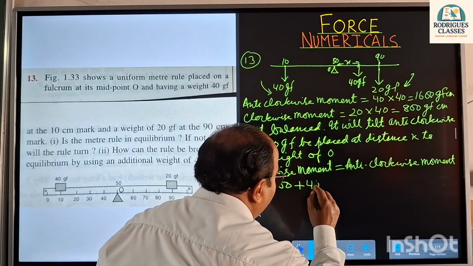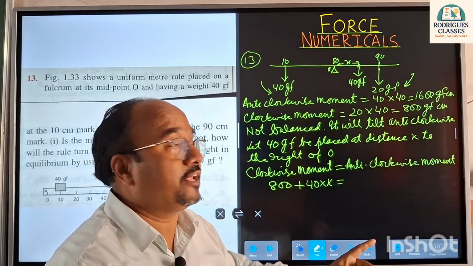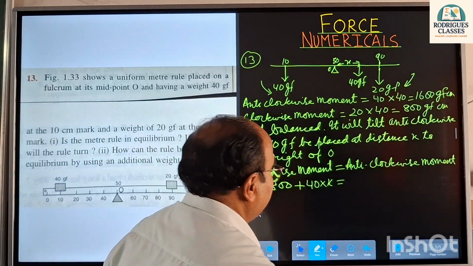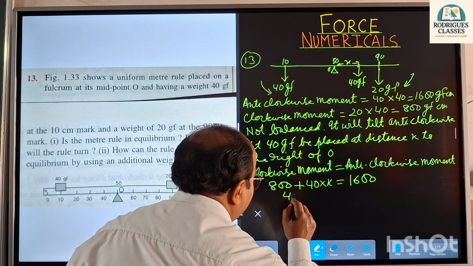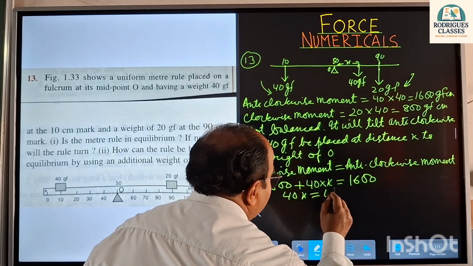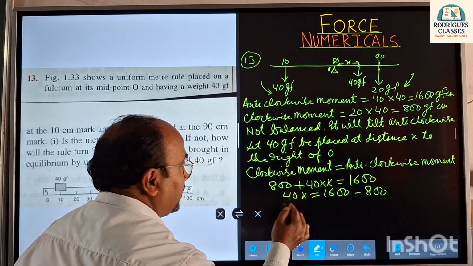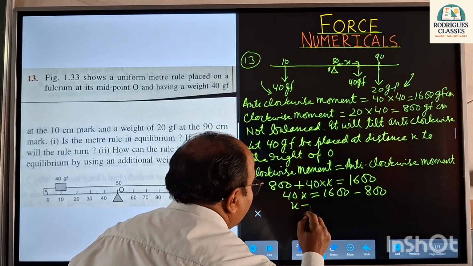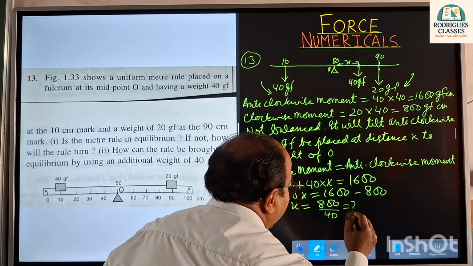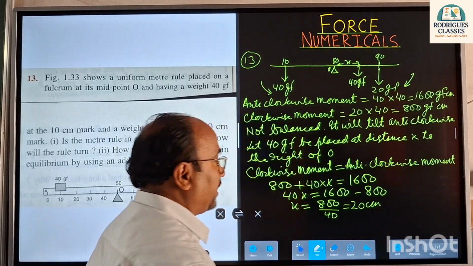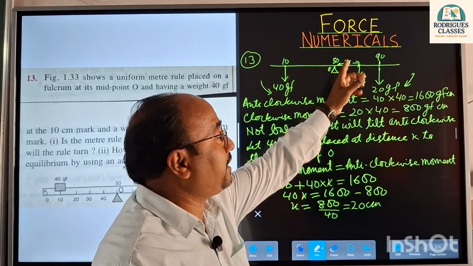So the total moment becomes 40 into x equal to, there is no change in anti-clockwise, it is already 1600. So I get it as 1600. So now let us solve it. 40x is equal to 1600 minus 800. 800 goes from here. So x will come as 800 divided by 40, that is equal to 20 centimeter. So this is 40 and x is 20.